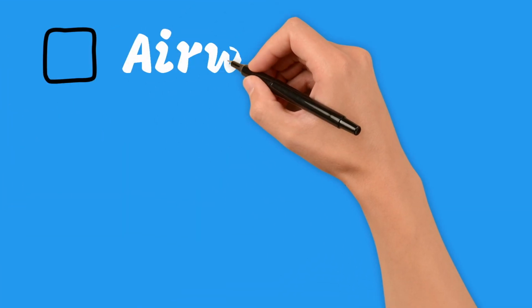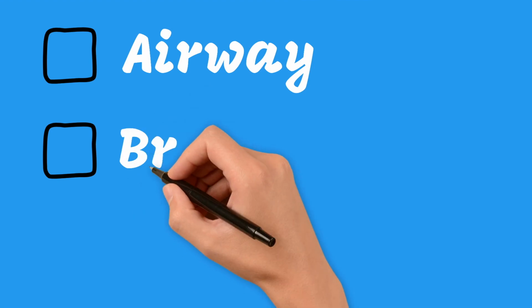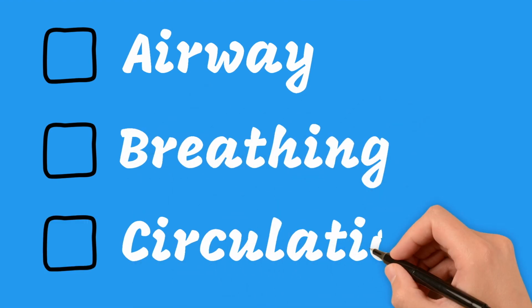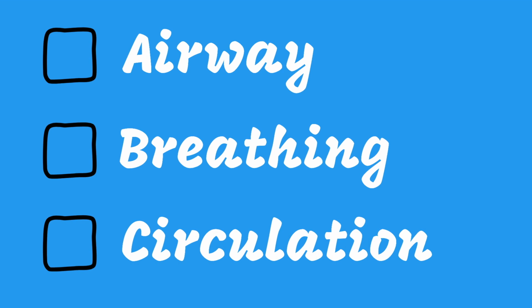Why do the ABCs matter? Well, the NCLEX loves to test your ability to prioritize. And the ABC framework, airway, breathing, and circulation, is your best tool. Think of it as a survival hierarchy. Without an airway, nothing matters. Without breathing, circulation can't happen. And without circulation, oxygen can't reach the tissues.